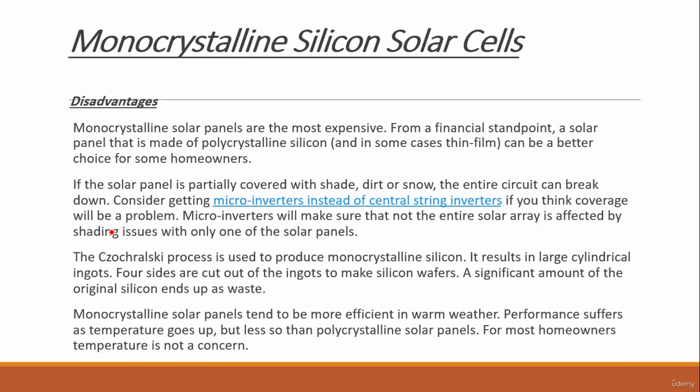Monocrystalline solar panels tend to be more efficient in warm weather, but their performance suffers as temperature goes up, though less than polycrystalline solar panels. But for the homeowner, the temperature is not typically a concern.